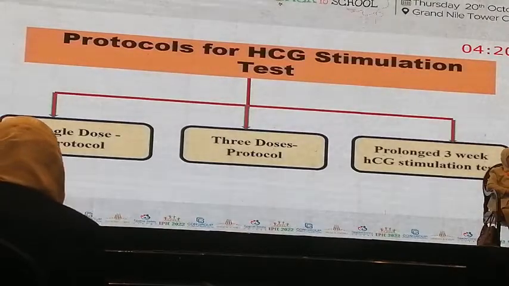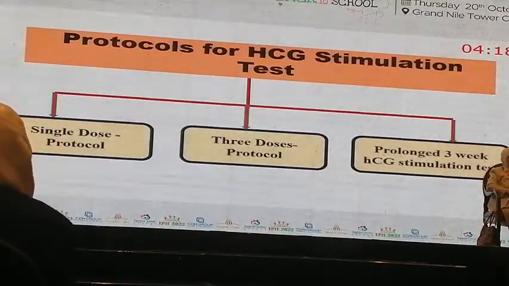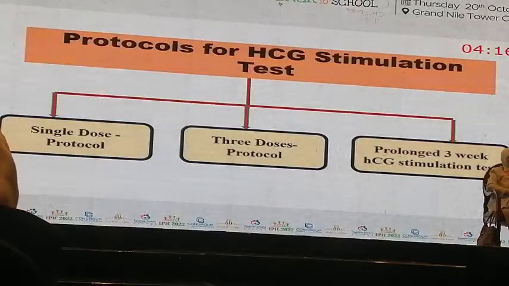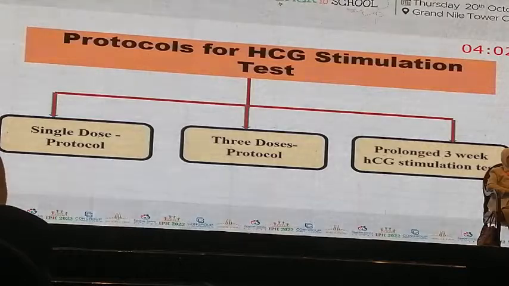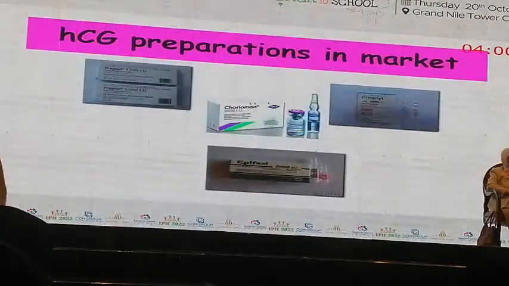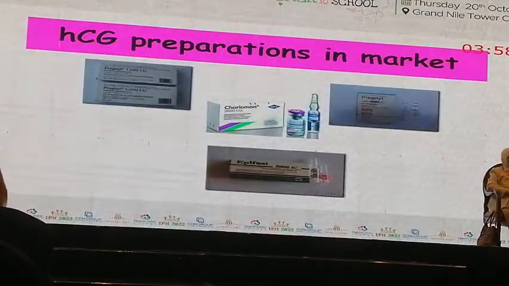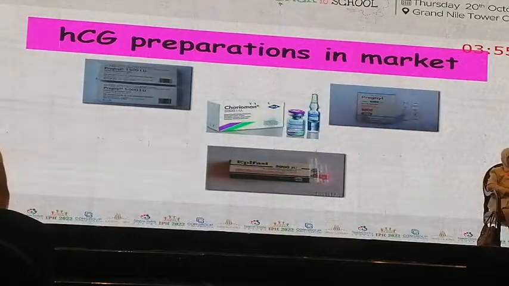We have many different protocols for the HCG stimulation test. We have the short stimulation test and the prolonged stimulation test. The short one is the one which is widely used. For the short stimulation also we have different protocols, the single dose and the 3-dose stimulation test. Different preparations are present in the injection market with different brand names and different concentrations.